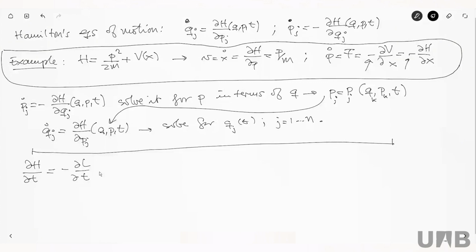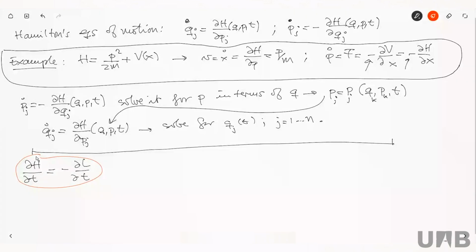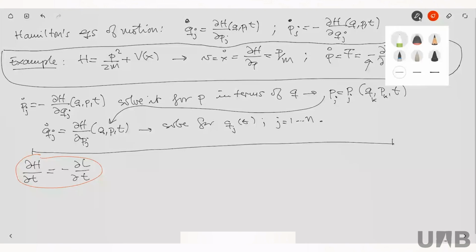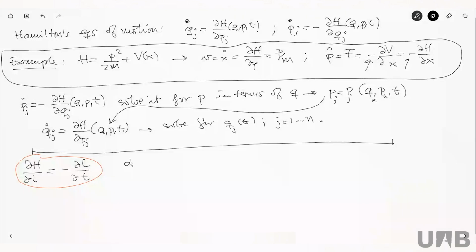Right, so this is very important. Now we're going to see another result, which is even more important, which is let us compute the total time derivative of the Hamiltonian. So that is the total time derivative of the Hamiltonian, which depends on Q, which depends on T, depends on P, which depends on T, and there is also the explicit time dependence.